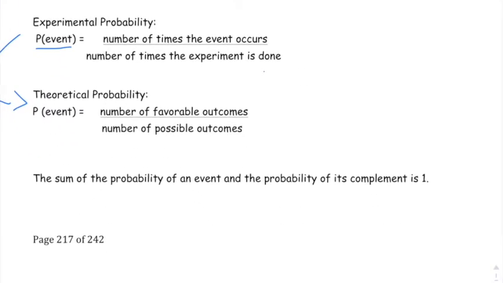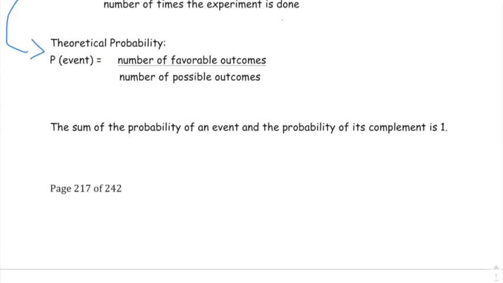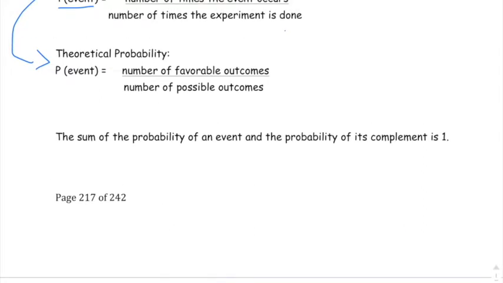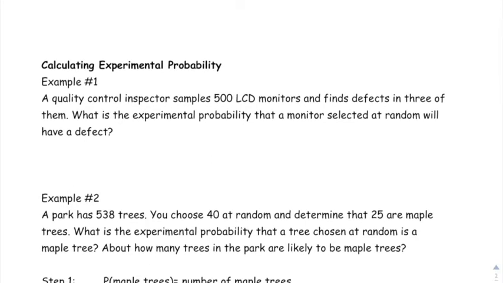The sum of the probability of an event and the probability of its complement is 1. So if you take the sum of something happening and something not happening, that should be 1. If you added up all the different probabilities, it should be 1. For example, with the coin, the probability of heads is 1/2 and the probability of tails is 1/2. Added together, that's 2 over 2, which equals 1. So let's try out a few examples.